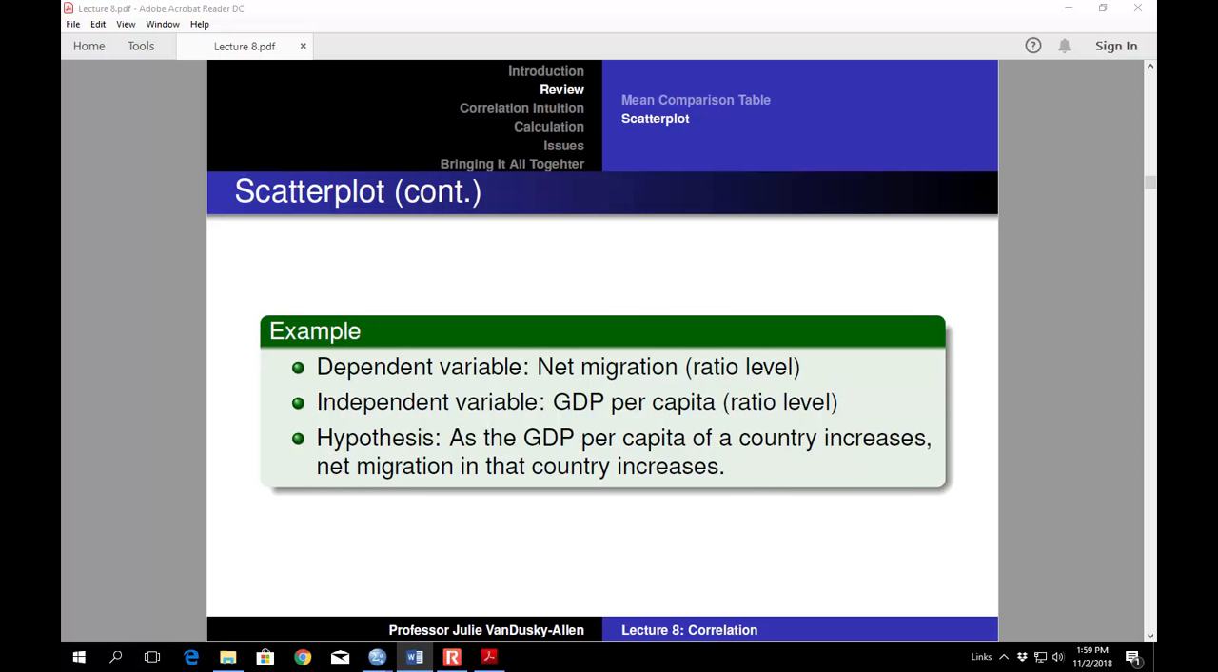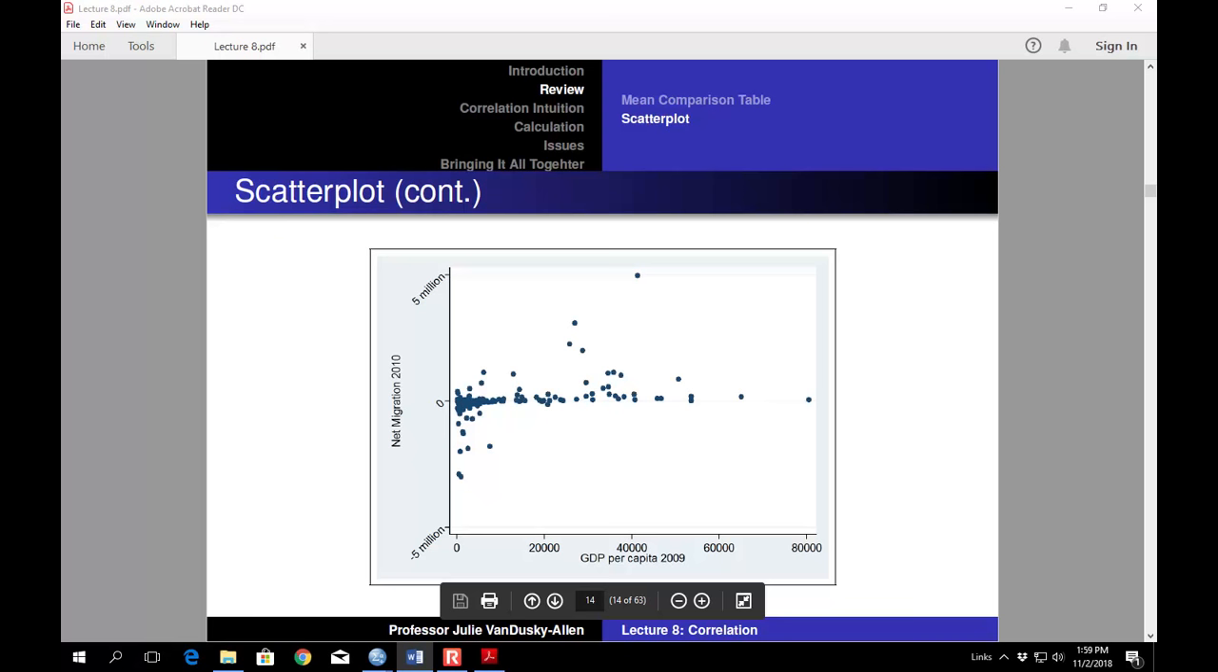The dependent variable is net migration, a variable that measures how many people enter and leave a country in a year. Positive values indicate more people enter than leave, and negative values indicate that more people leave than enter. It is a ratio level variable. The independent variable is GDP per capita. It is ratio level. The hypothesis is, as the GDP per capita of a country increases, net migration in that country increases. This is a scatter plot of the data.